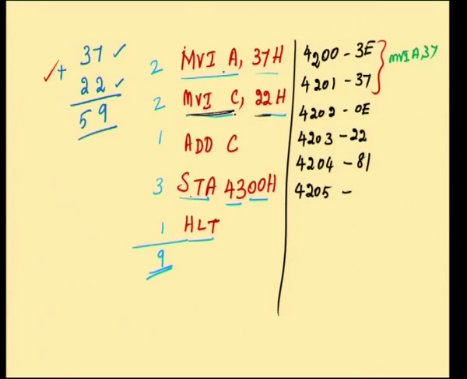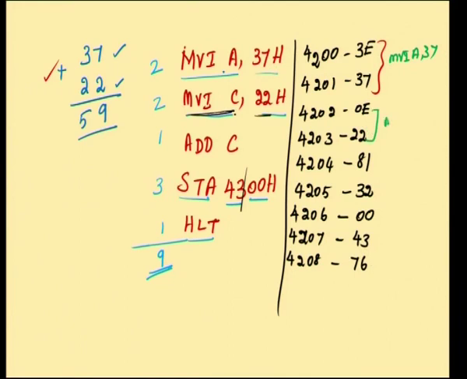Now the opcode for STA is 32. Keep in mind that first we have to enter the lower byte, then the higher byte, in the case of any 16-bit number, 16-bit address or 16-bit data. So first I have to store 00. The next address, 4207, is 43. Then 4208 is halt, 76.